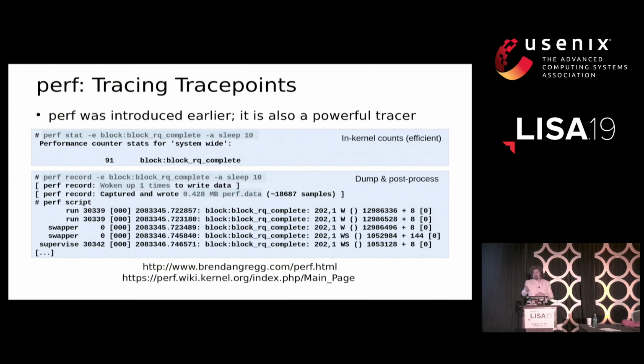Perf, I've already mentioned in this talk a couple of times, Perf can also use trace points. And so that's events in the kernel, and I can get a log and find out information about them. So here I've traced the block RQ complete trace point. It's giving me information about that event.